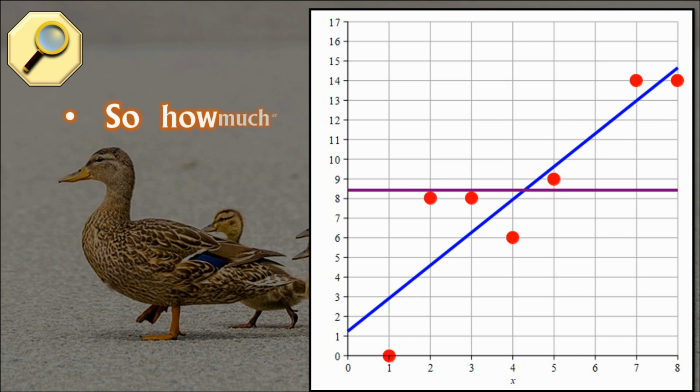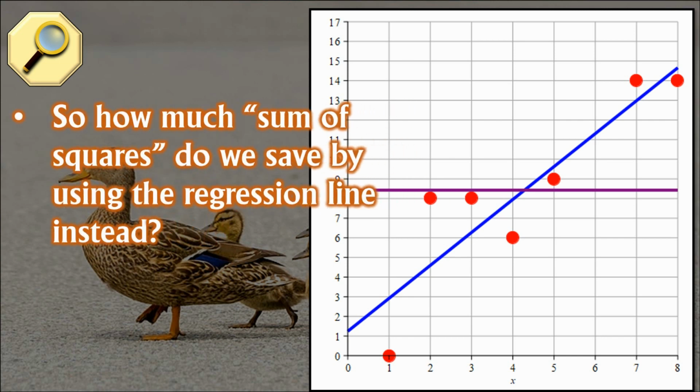So, that being said, how much of the sum of the squares are we going to save by using the regression line instead? If the horizontal line gives me the worst possible sum of squares, and the regression line gives me the best possible sum of squares, then what's the difference between those two? How much do I gain? How much better is the regression line than just the mean? If I just compared each of my y values to just the average y value, how much worse is that than comparing their y values to this regression line?